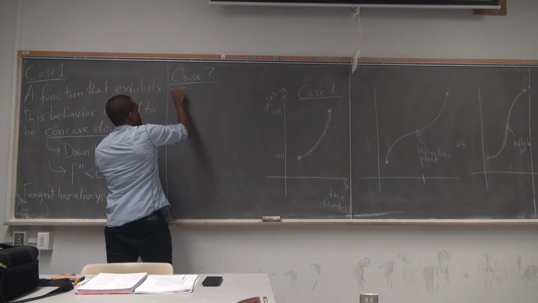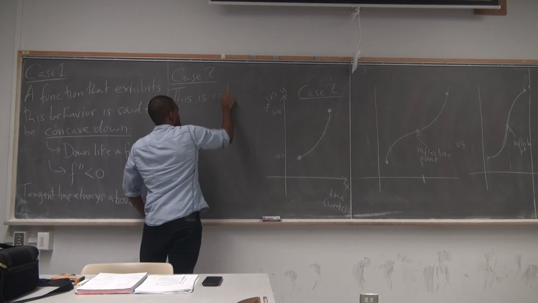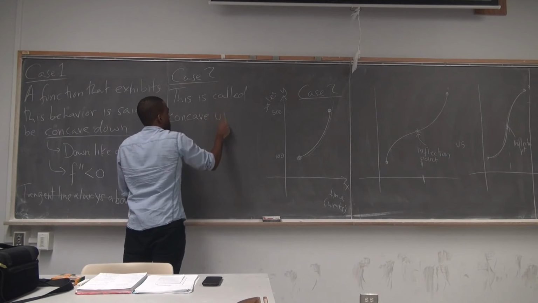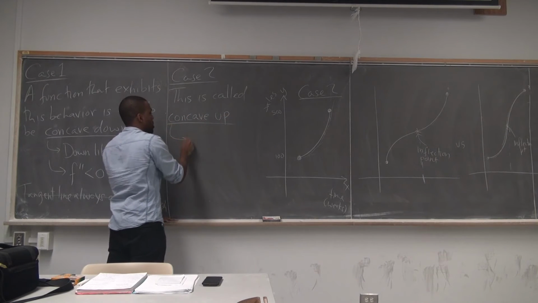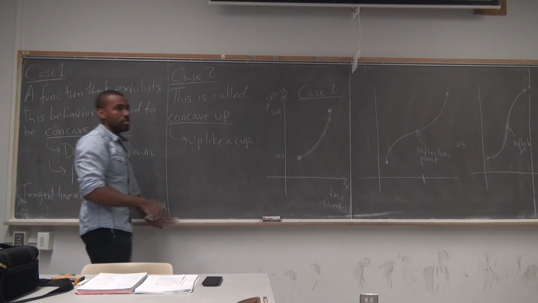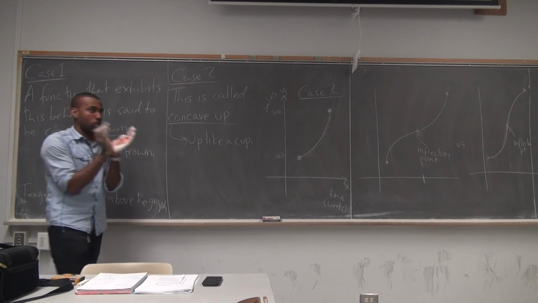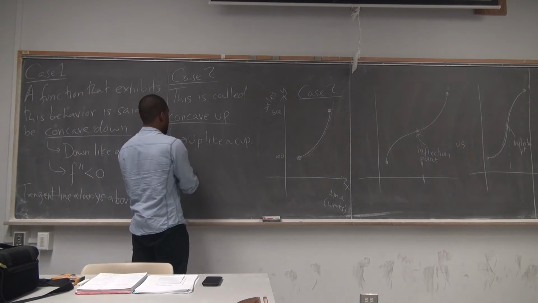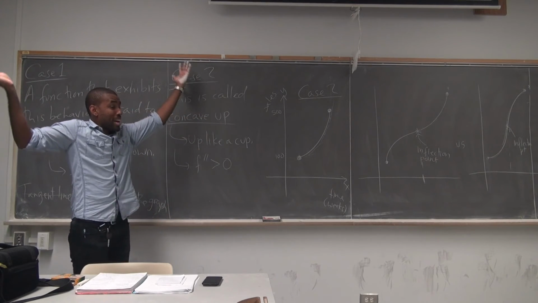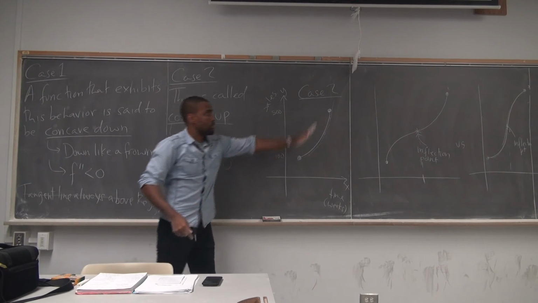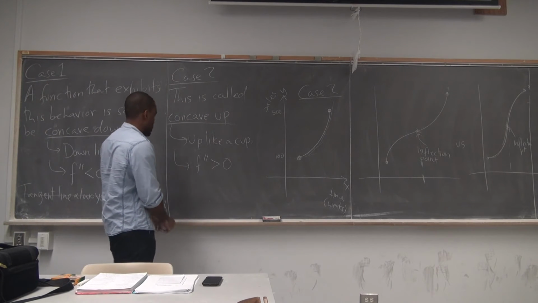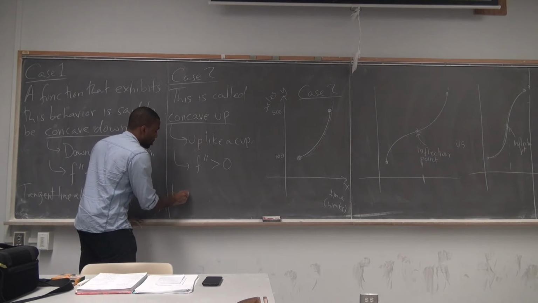Case 2, this is called, what's the opposite, concave up. Which you can remember as up like a cup, right? You're down like a frown or up like a cup, something that can hold liquid. This happens when your second derivative gives you a positive value. So you're feeling positive, you're feeling up, you're feeling happy, you smile, you end up with a graph that looks like a smile, concave up like a cup, right? Tangent line always below the curve.